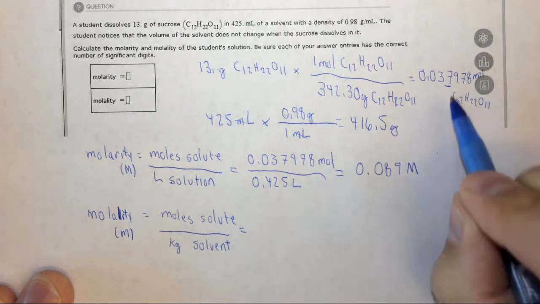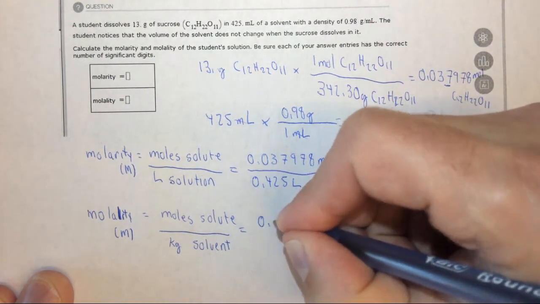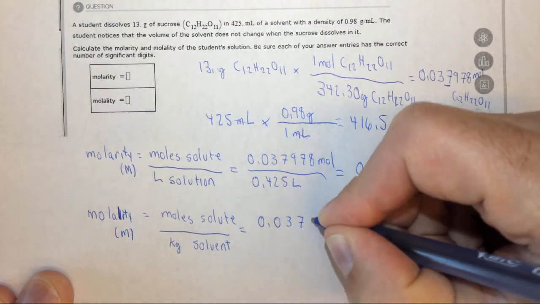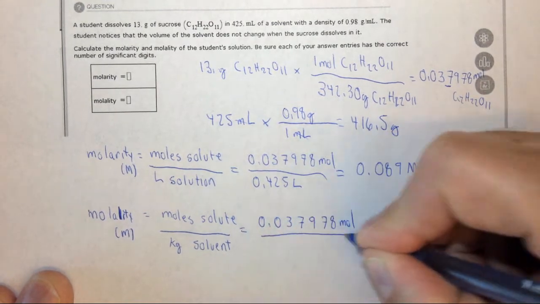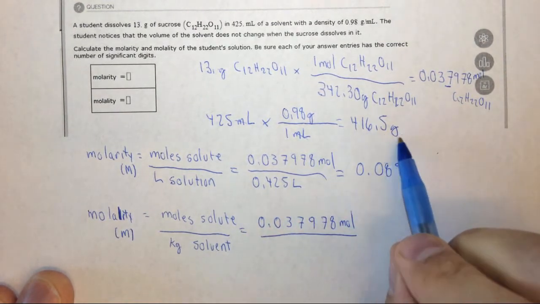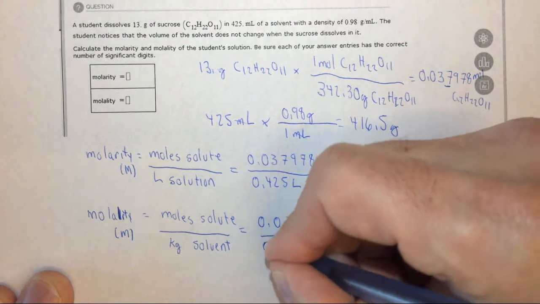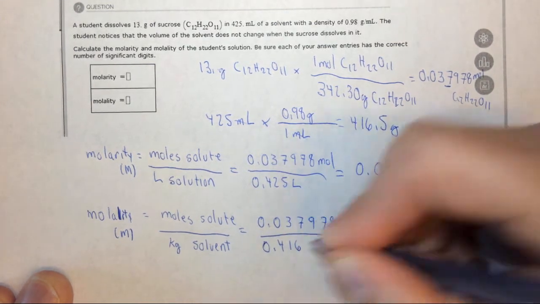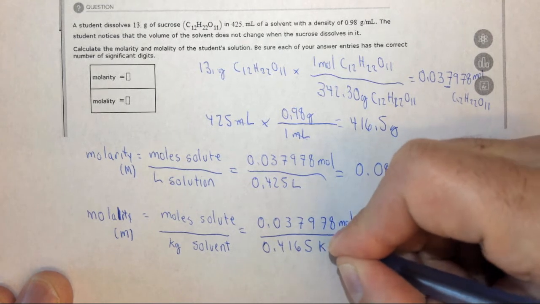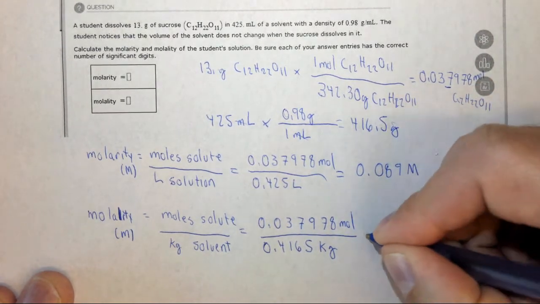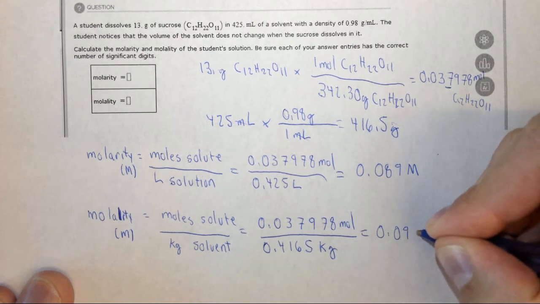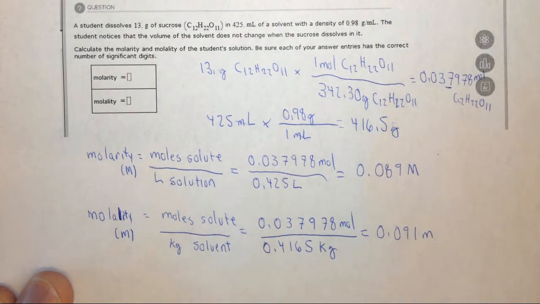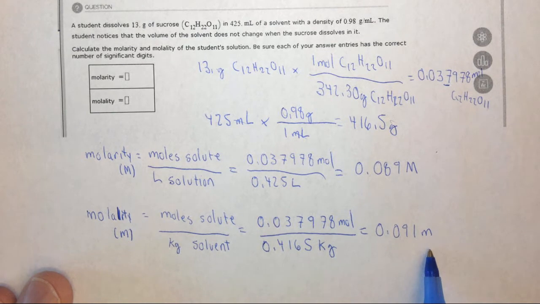So now we can find the molality. We take the same number of moles that we found before, 0.037978 moles, and we now divide by this in kilograms, so we have it in grams, we have to divide it by 1,000, 0.4165 kilograms. We just took that and divided by 1,000. We then plug in, and we get 0.091 molal with the small m.